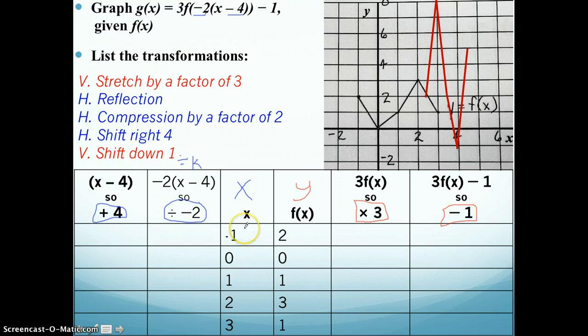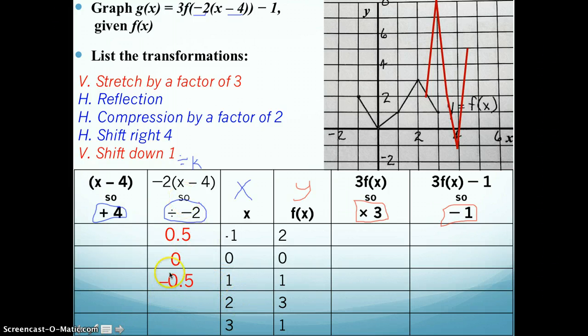Okay, so one at a time for every single coordinate from our original function, we're going to apply these transformations. Here we have the x value is -1. We're going to divide it by -2. So that's going to make it positive, 0.5. And then we're going to do the same thing with all of our x values. So then this x value is going to be divided by -2, which is going to give us 0. This x value is going to be divided by -2, which is going to give us -0.5.